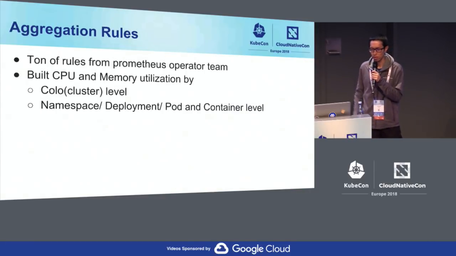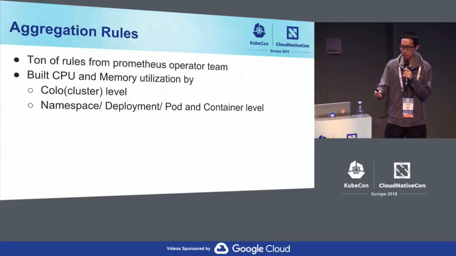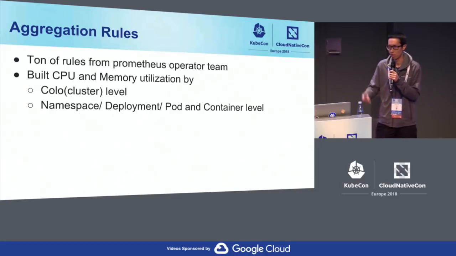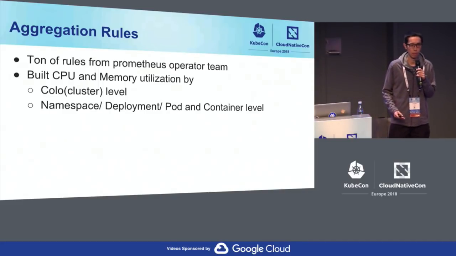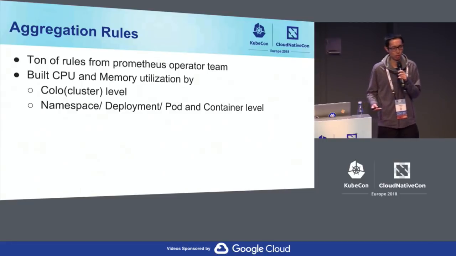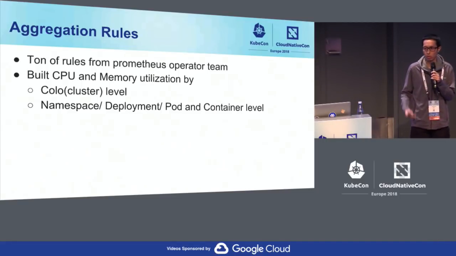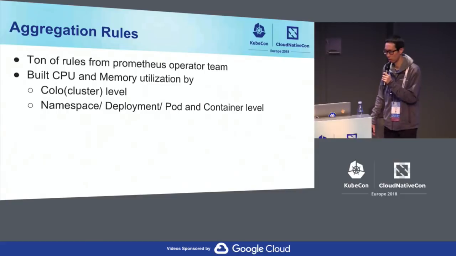So let's look at some of the aggregation rules we have. To start with, we take some of the aggregation rules from Prometheus operator. If you are interested, you can just search for it, and you can grab a couple of nice rules there. So it's going to be a good starting point. In addition to that, we also build our own aggregation rules. Mostly they are for CPU and memory, because these are the two most important resources we have in our Kubernetes clusters.